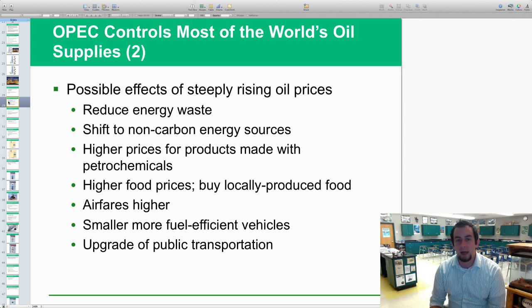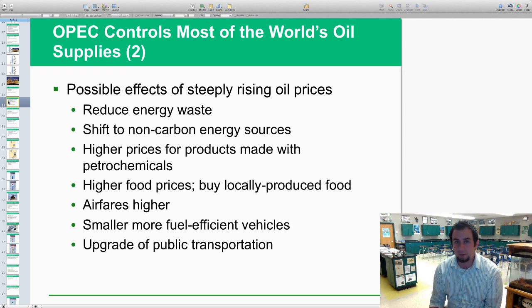Shift to non-carbon energy sources, so like maybe more renewable energy. Higher prices for products made with those different petrochemicals that are byproducts of the refining process. Also, higher food prices, which, because of the transportation issue, is going to drive people to buy locally produced food. Airfares will be higher. People will do less traveling.